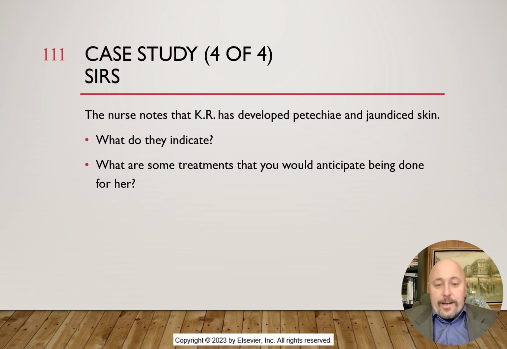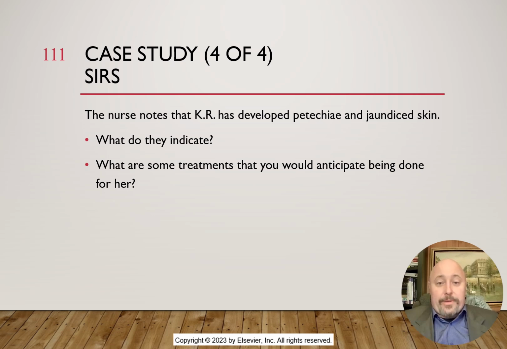The nurse notes that KR has developed petechiae and jaundiced skin. What does this indicate? Jaundice is going to be a key indicator if we've got a liver problem developing. Also, what are some treatments that you would anticipate being done for her? Well, that jaundice indicates that increased bilirubin level from impaired liver function. The petechiae could also indicate disseminated intravascular coagulation.